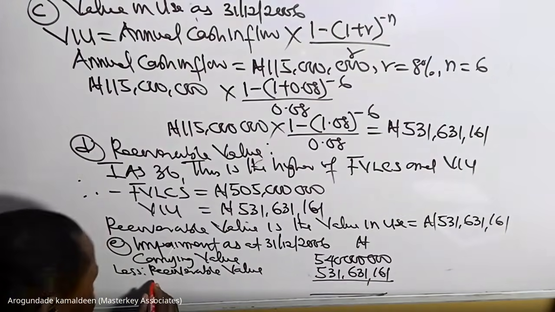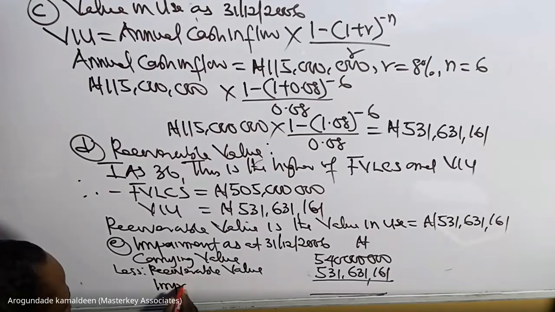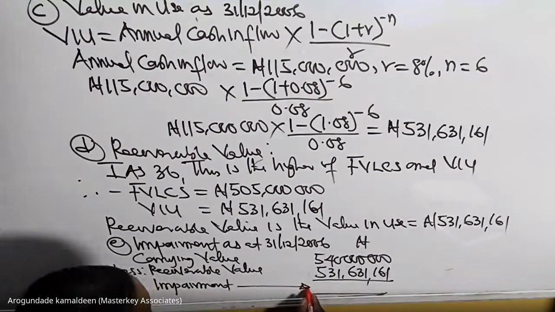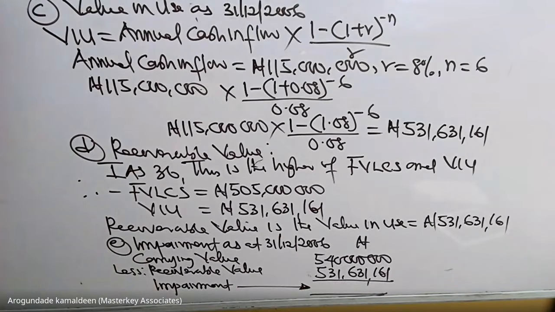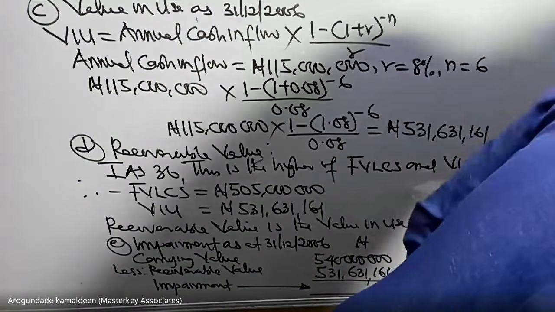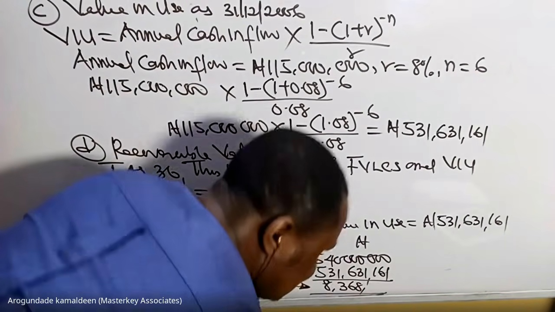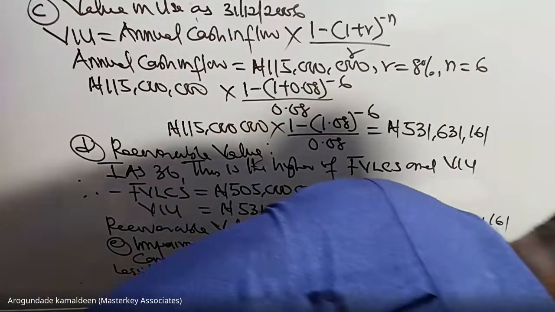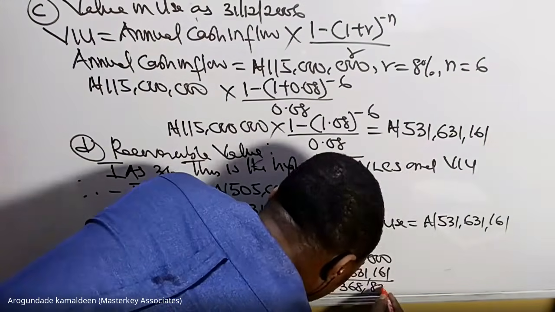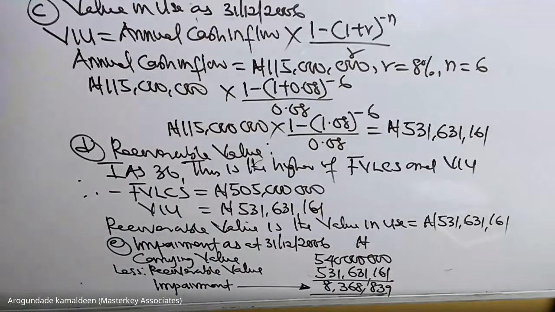Obviously, there is an impairment. Of how much? Of 8,368,839. That is the accounting treatment.